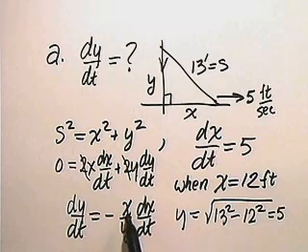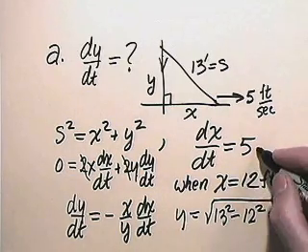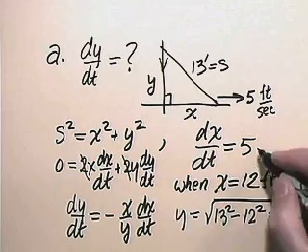And so that tells us that dy/dt is simply the negative of 12/5 times dx/dt. Well, notice y and dx/dt are exactly the same, aren't they?